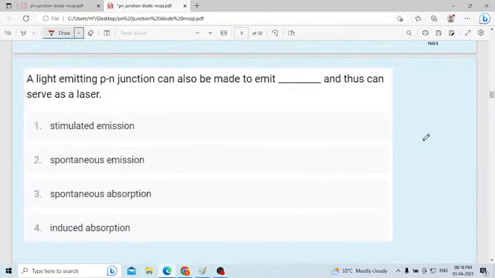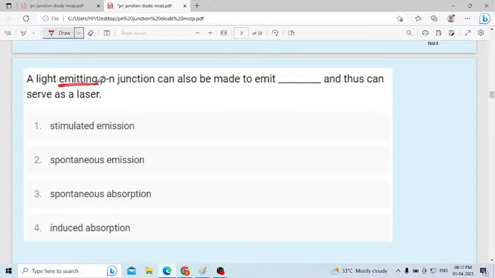A light emitting PN junction can also be made to emit dash, and thus can serve as a laser. Whether it is stimulated emission, spontaneous emission, spontaneous absorption or induced absorption. Now tell me the answer, which is the correct answer for this question.